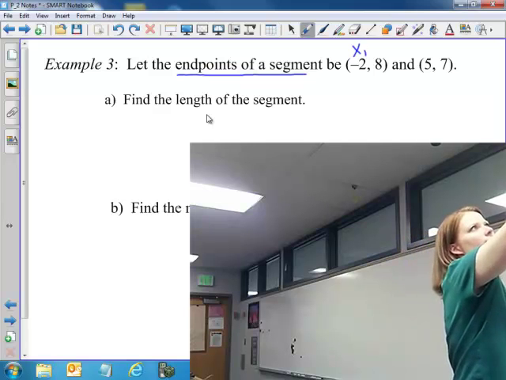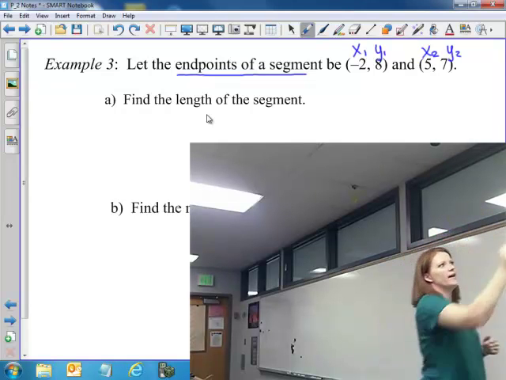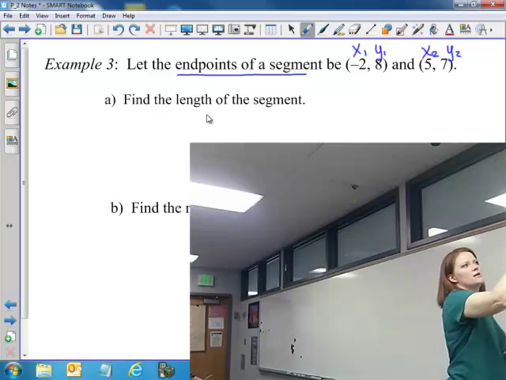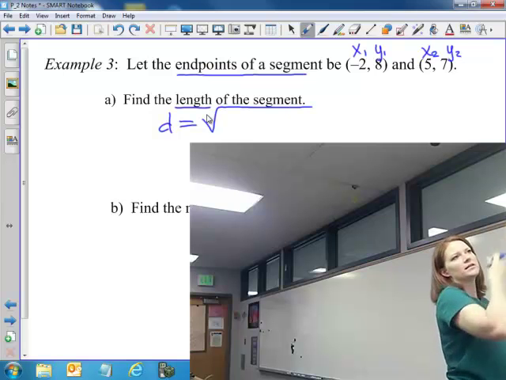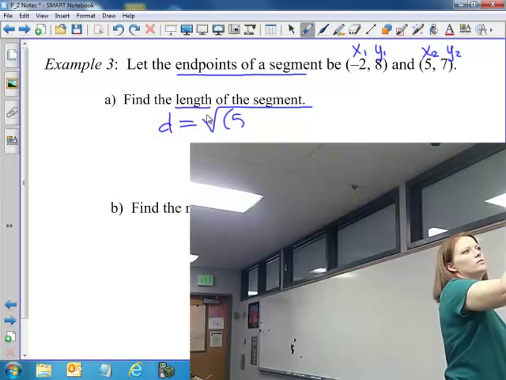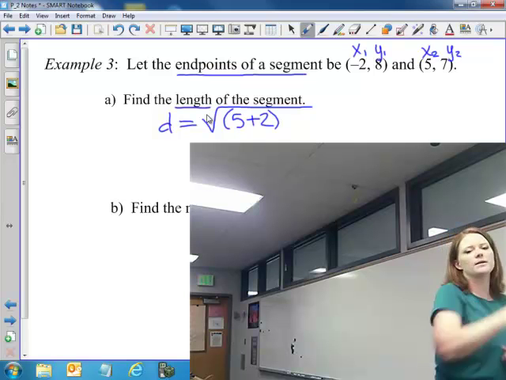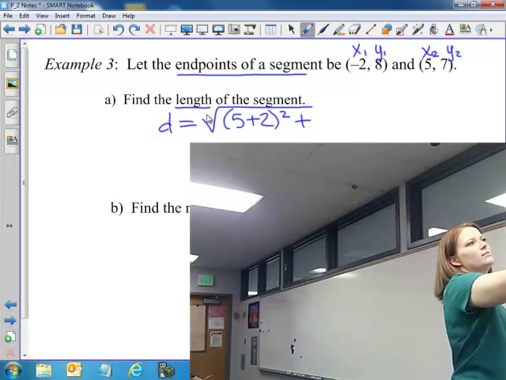So if you need to, you can go ahead and label this x1, y1, and x2, y2, like you did in Algebra 1. Okay, and we're going to find the length. Length is another word for distance. So the distance formula, remember, change in x. So if my second x value is at 5, we're just going to go 5 minus a -2, which is 5 plus 2. Very good. And then there's always a plus in the middle because it's coming from the Pythagorean theorem.